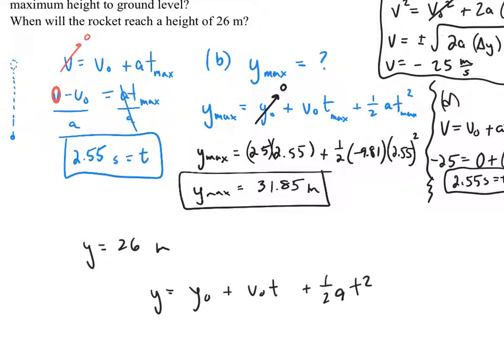Both. One's on the way up. It reaches 26 meters. It goes up to 31.85. And then what happens? It reaches 26 again. It comes down on the way down and reaches 26 twice.